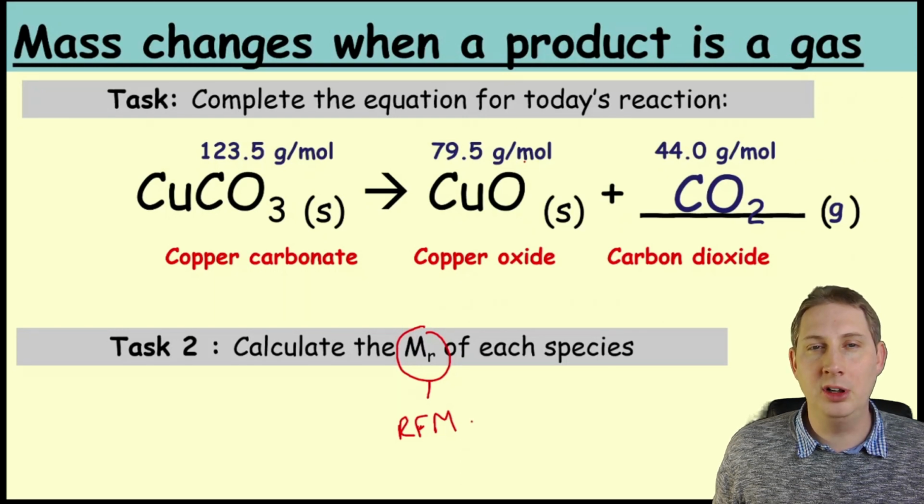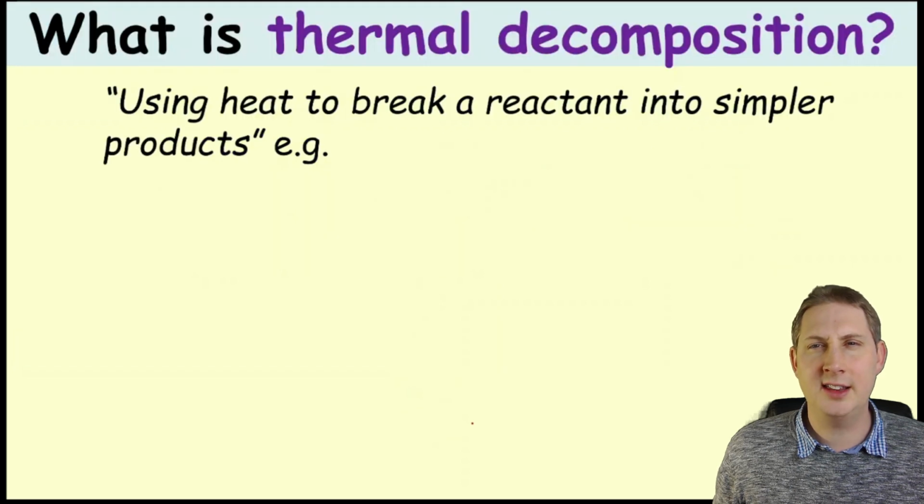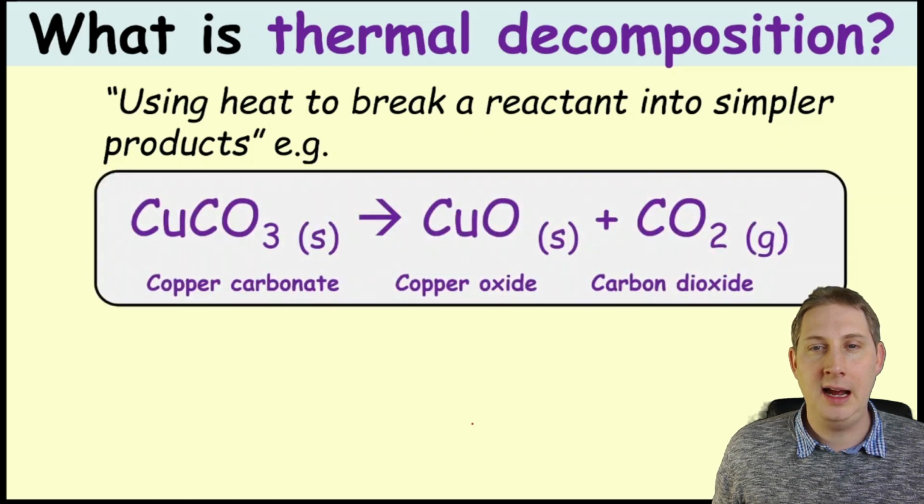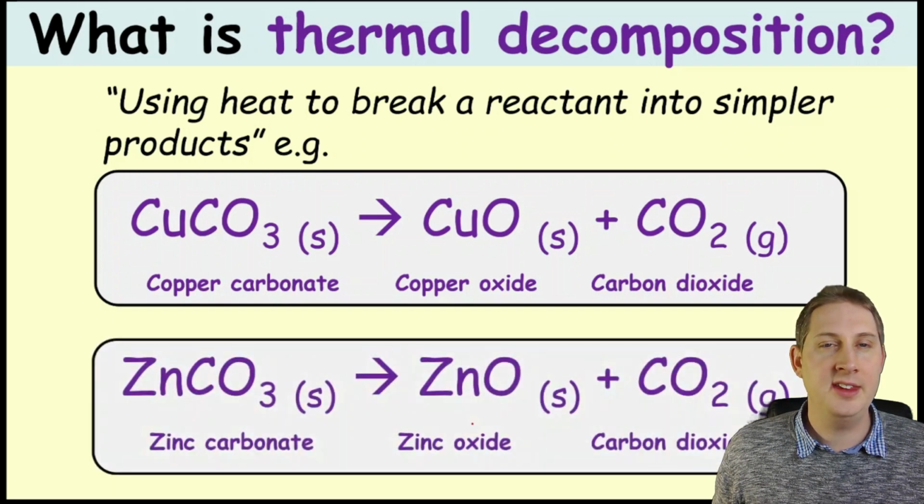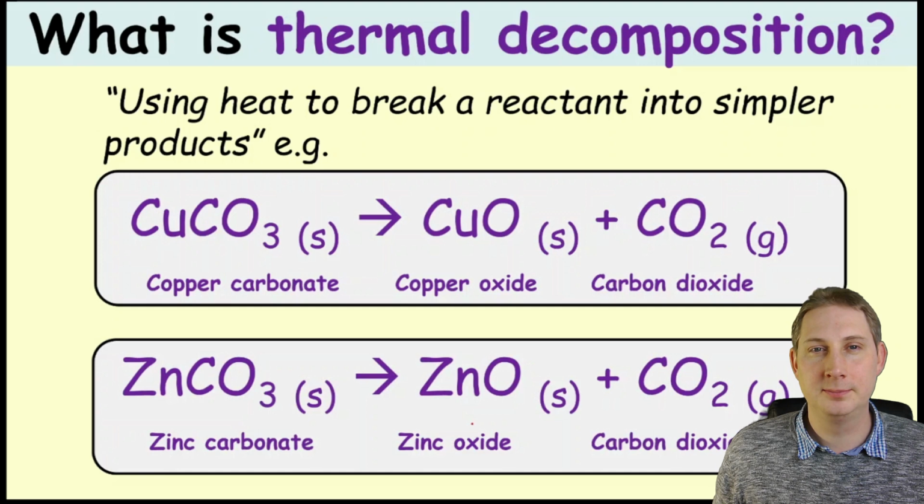This is an example of thermal decomposition. So what is thermal decomposition? Well, it's using heat to break down a reactant chemical into simpler products. The example that we're going to use is copper carbonate being broken down into copper oxide and carbon dioxide. And this happens with many different carbonates. In fact, there's a topic at A level on it.